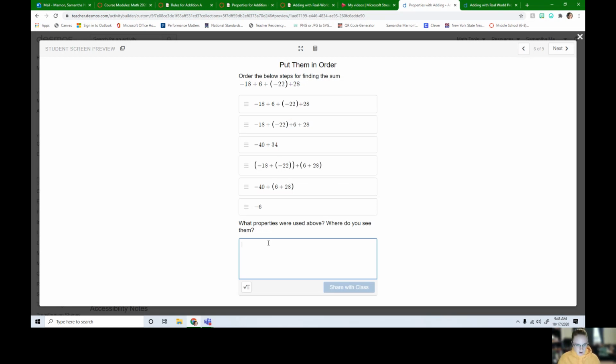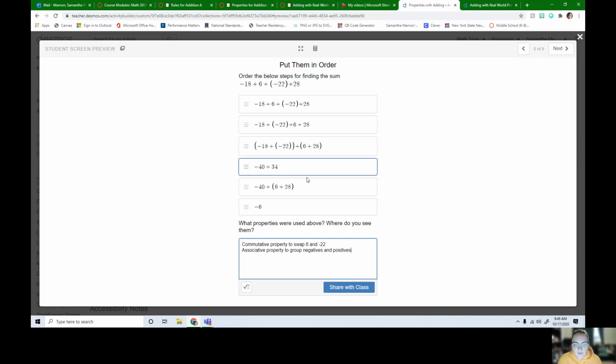So it says down here what properties. I'm going to say commutative property to swap 6 and -22. Just kind of keeping my notes. Now we want the negatives and the positives together. I see this one has a bunch of parentheses. That's the associative property. So the associative property to group negatives and positives. So here we grouped -18 with -22, and then we grouped 6 with 28.